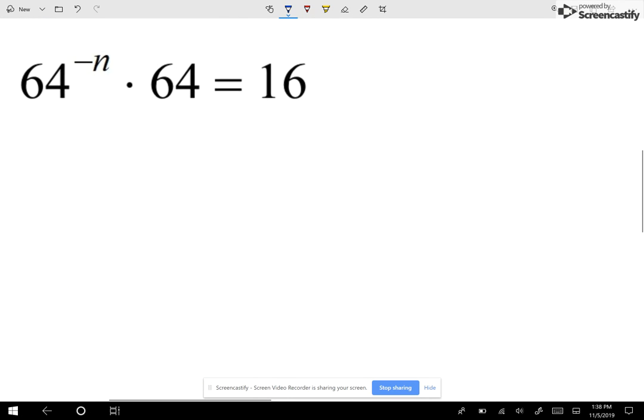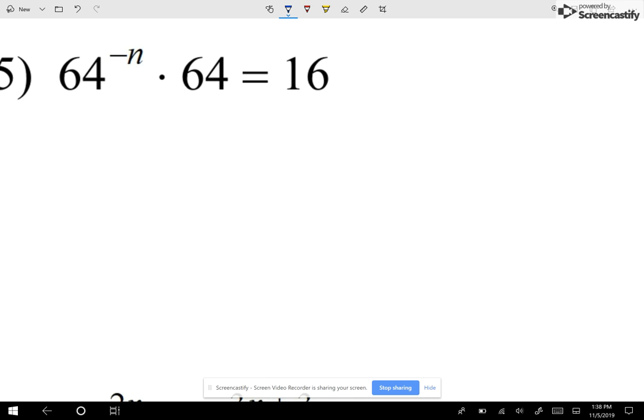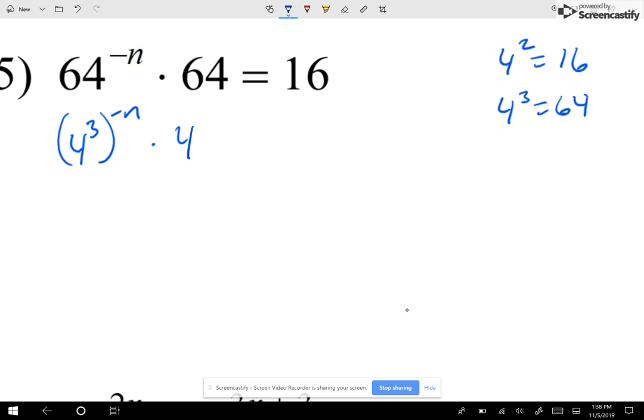Looking at question number 5, right? I cannot go 16 to a number equal to 64. In this case, I have to change everything, all my numbers. I know 4 to the second is 16, and I know 4 to the third is 64. So in this case, I'm going to change everything. I'm going to do this as 4 to the third to the negative n. I'm doing parentheses because there's another exponent, times 4 to the third is equal to 4 to the second.